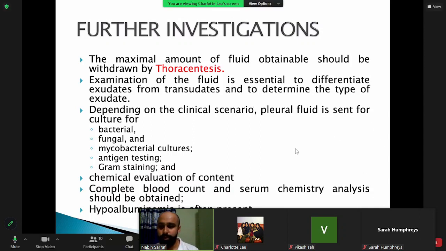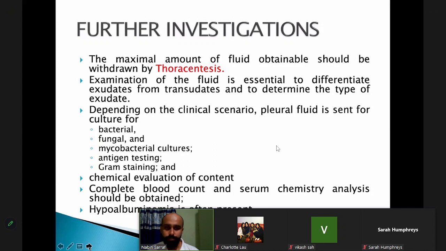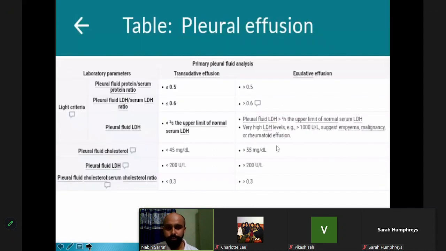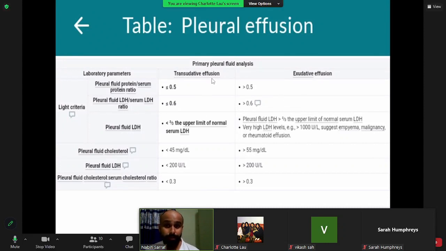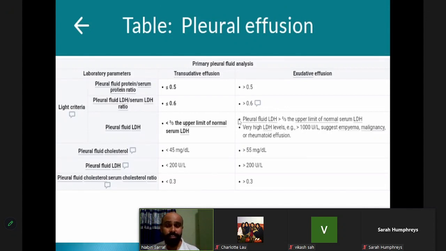Here's one point written: hypoalbuminemia is often present. Effusions happen either because of inflammation or because of systemic causes. If systemic causes are involved, then of course hypoalbuminemia can be seen. Now here is a table of pleural effusions, with some laboratory parameters depending on which we can differentiate transudative versus exudative effusions.